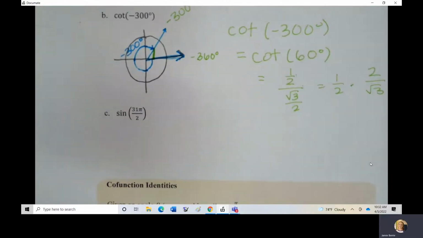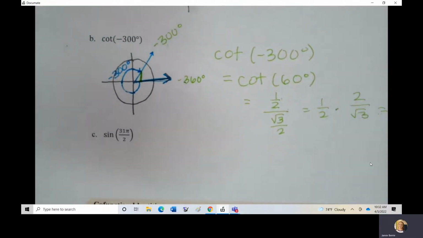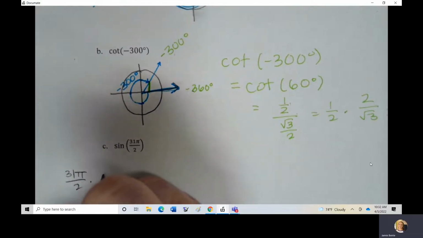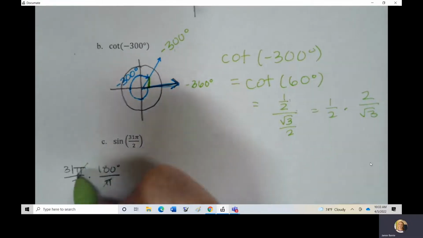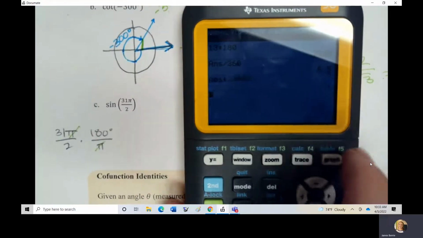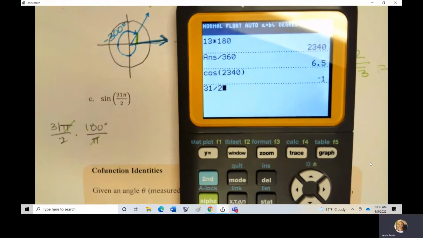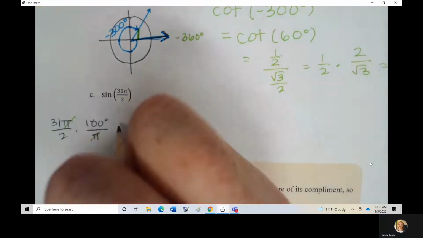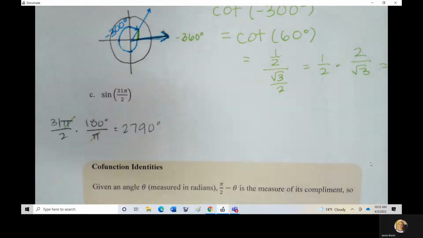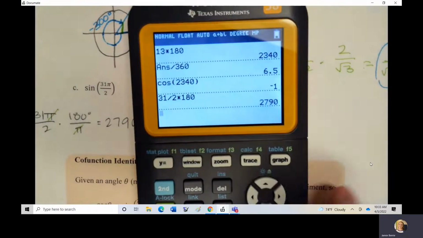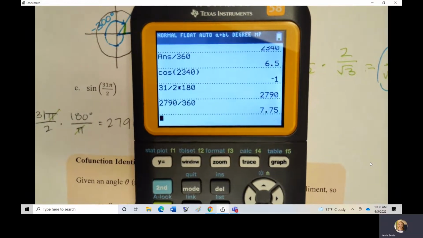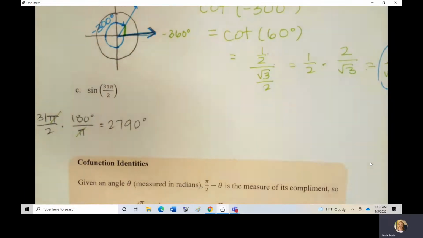All right, and our last one, sine of 31 pi over 2. Again, I like to just go ahead and convert this over to degrees. Multiply by 180 over pi. Pi's cancel. 31 over 2 times 180 is 2790. Let's see how many times we have to revolve around the unit circle. 2790 divided by 360 says go 7 3/4 revolutions.